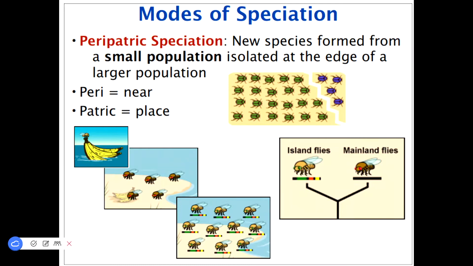And whatever alleles this small population of fruit flies has, over time will have changes in allele frequencies, and they will now be a different species. The island flies will be different than our mainland flies. And this peripatric speciation occurs more quickly because you have a smaller starting population, and so you have more genetic drift happening.